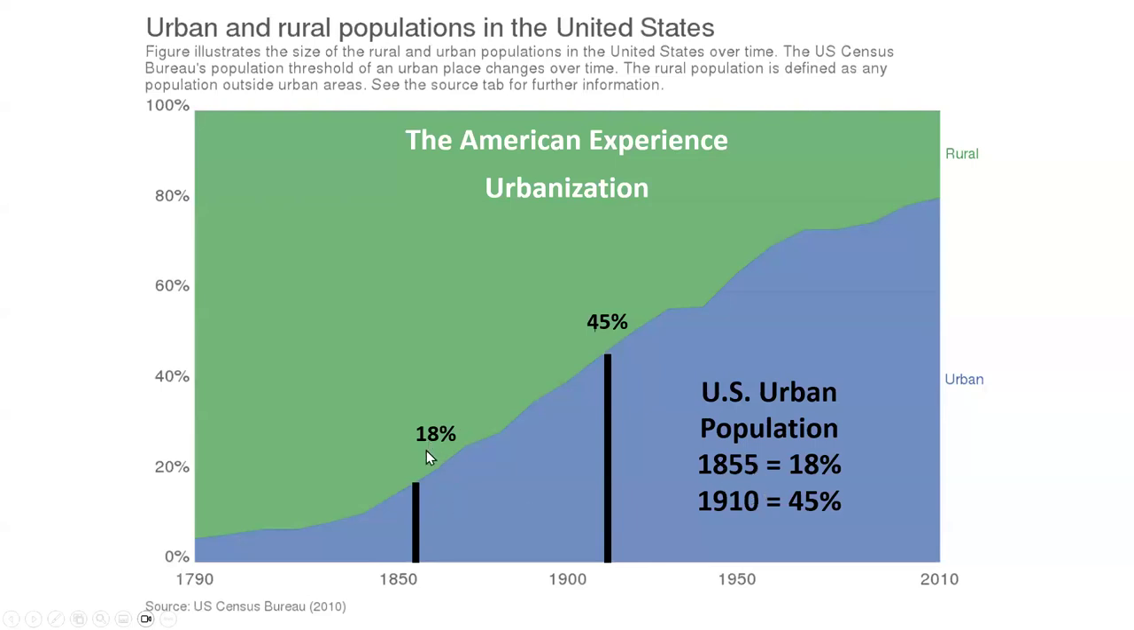Only about 18% of the people were living in cities. But by the time Homer dies in 1910, a huge number of people have flocked to the cities, 45%. So less than 1 out of 5 people were living in the cities when Homer starts his career, and almost half when he finally passes away in 1910. So there's a big shift in the United States population away from the farms and rural areas to big cities, places like New York and Chicago and Philadelphia.